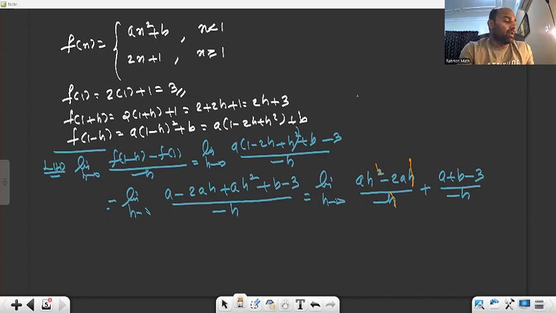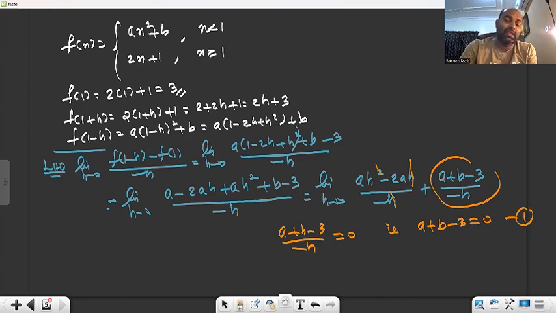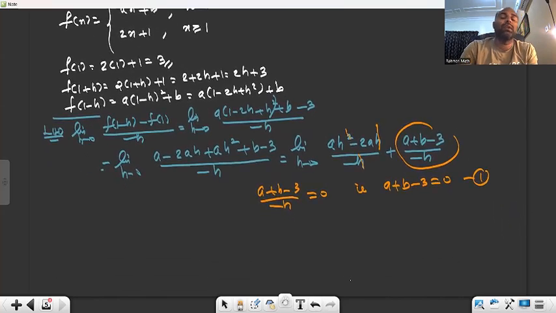LHD will exist only when this is our problem: a plus b minus 3 by minus h equal to 0. That is a plus b minus 3 equal to 0. Equation number 1. LHD will exist only when that term is eliminated.